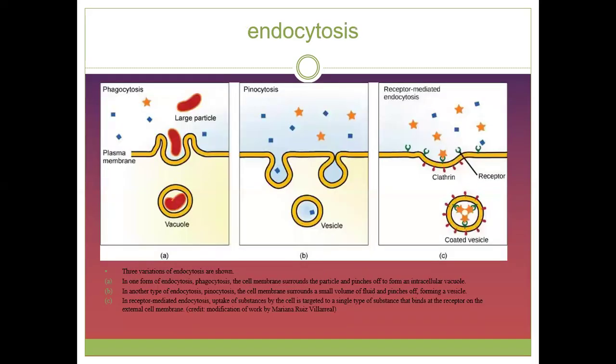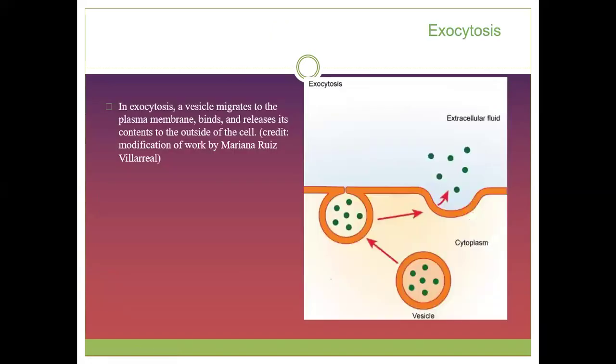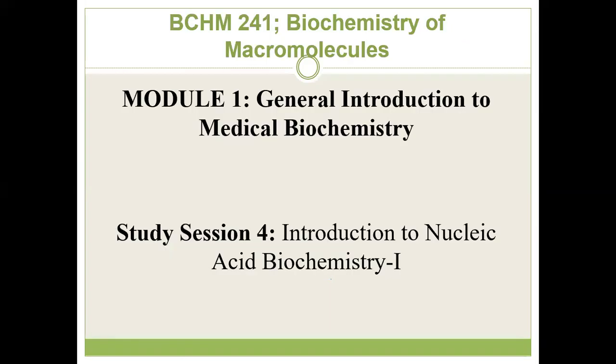And we have exocytosis, where a substance gets out of the cell. So we can see phagocytosis, which I already explained, and pinocytosis. And here we have receptor-mediated, where the receptor facilitates the movement of the substance in and out of the cell. And this is classical exocytosis, where the vesicle comes together and creates a pinch, and then the substance gets released out of the cell.